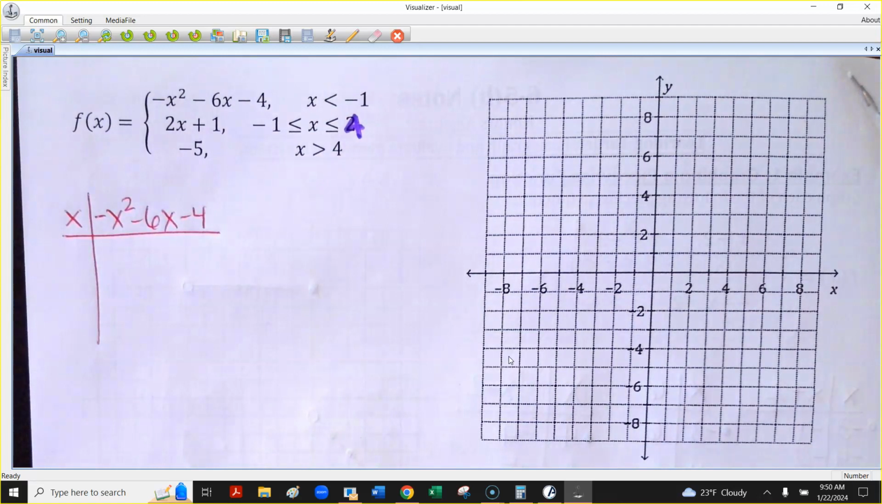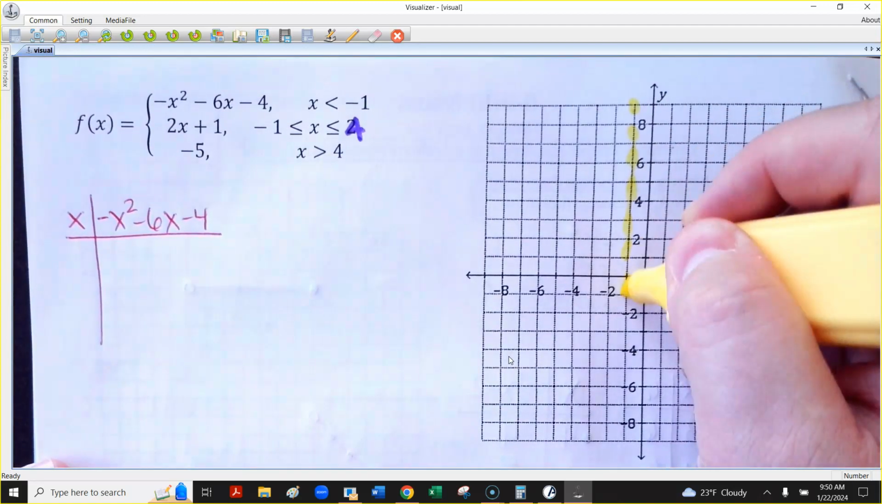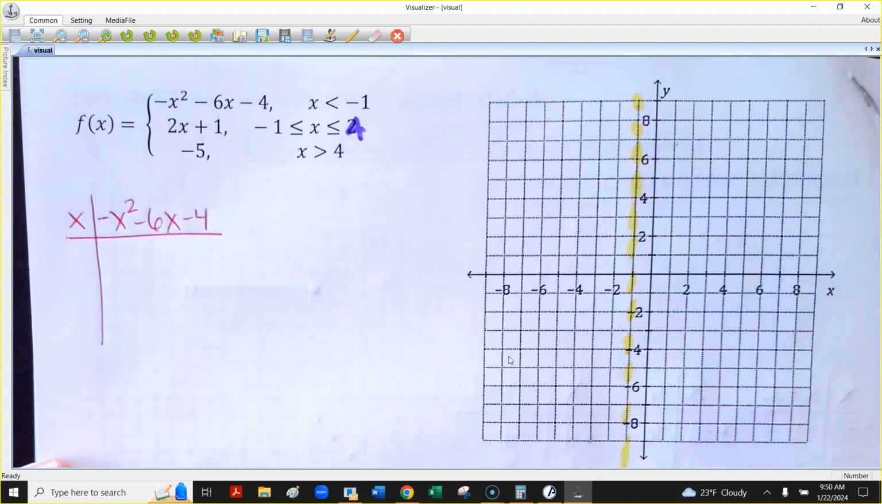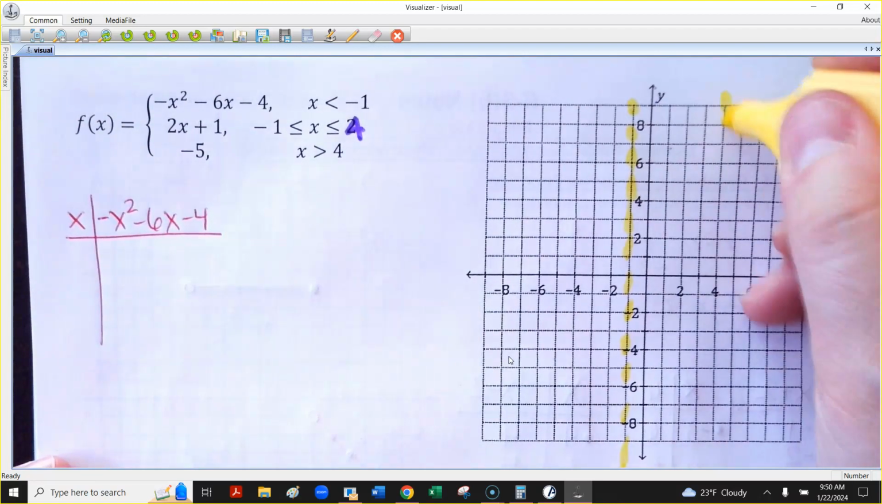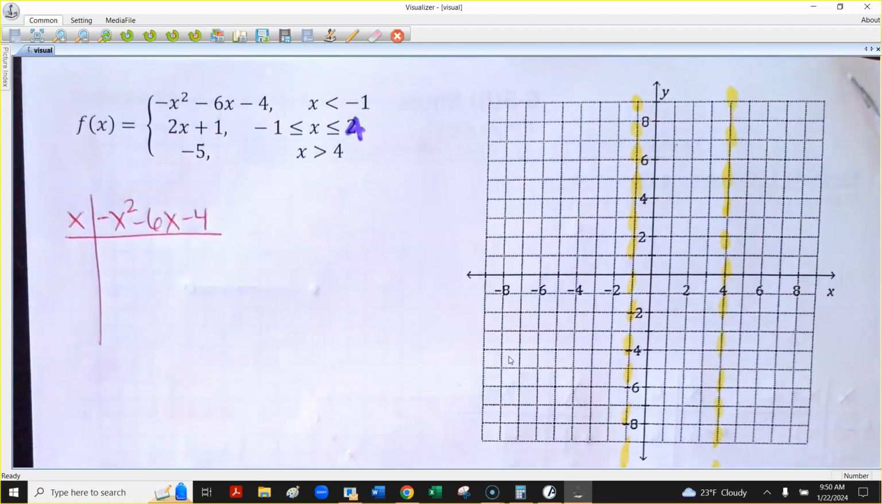And let me come over here. I'm going to draw a vertical line at -1. And then I screwed up. Make sure you draw the other vertical line at 4. So those will be where I switch pieces.